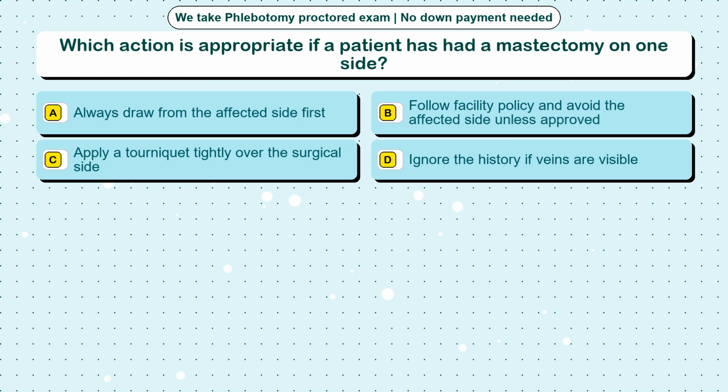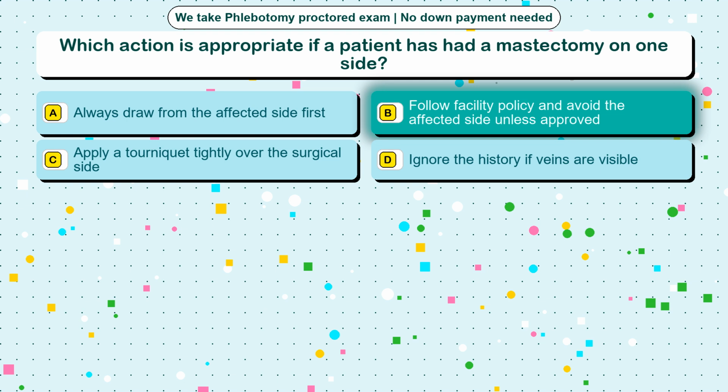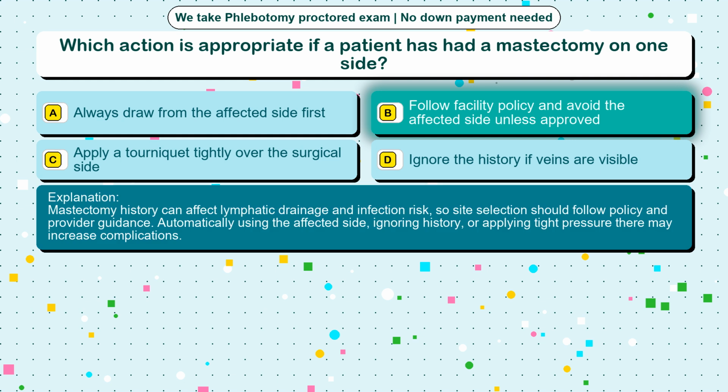Question 82. Which action is appropriate if a patient has had a mastectomy on one side? Option A, always draw from the affected side first. Option B, follow facility policy and avoid the affected side unless approved. Option C, apply a tourniquet tightly over the surgical side. Option D, ignore the history if veins are visible. The correct answer is option B, follow facility policy and avoid the affected side unless approved. Mastectomy history can affect lymphatic drainage and infection risk, so site selection should follow policy and provider guidance. Automatically using the affected side, ignoring history, or applying tight pressure there may increase complications.